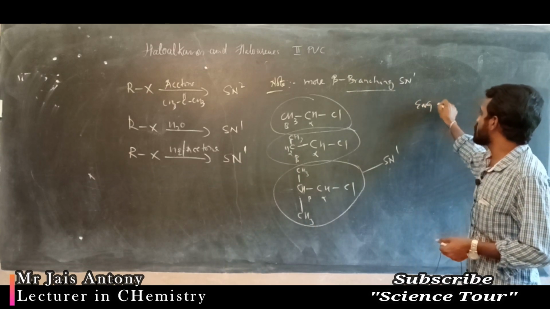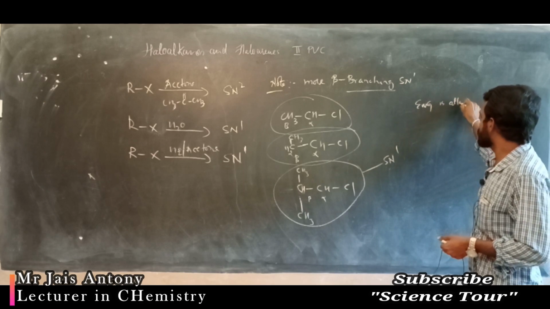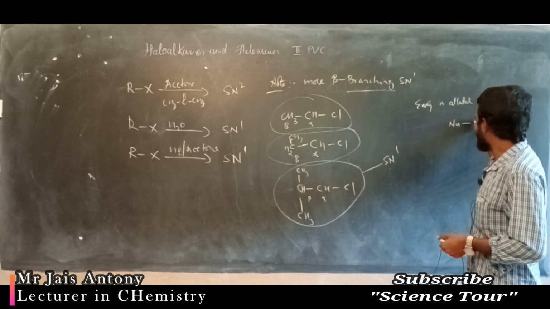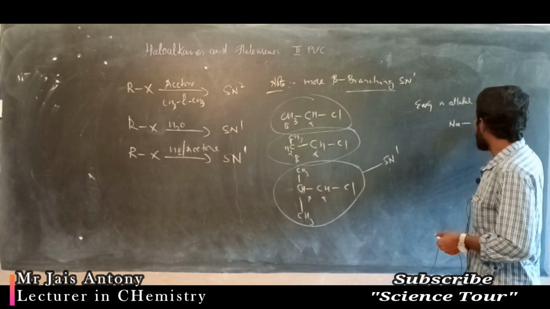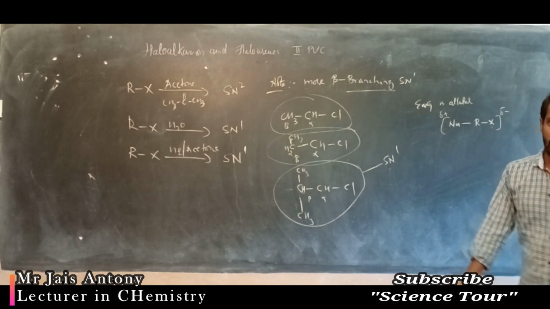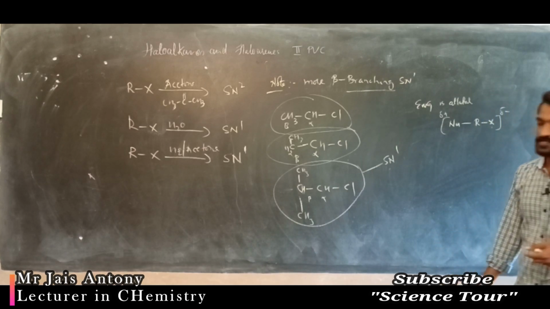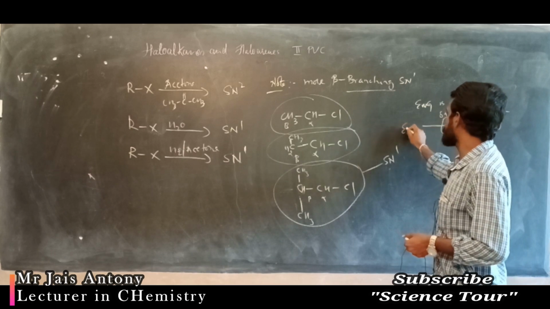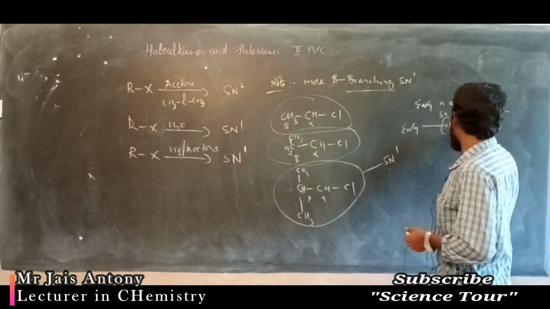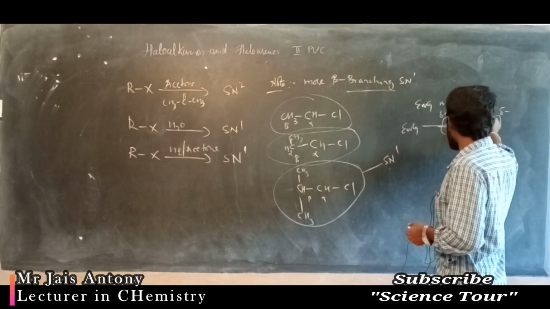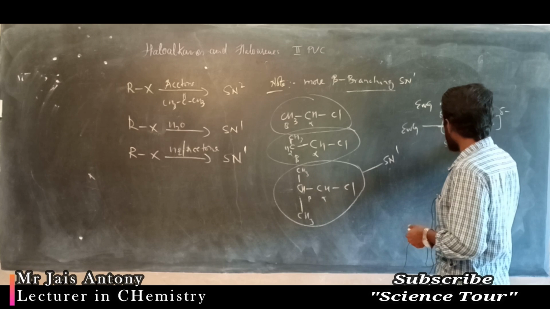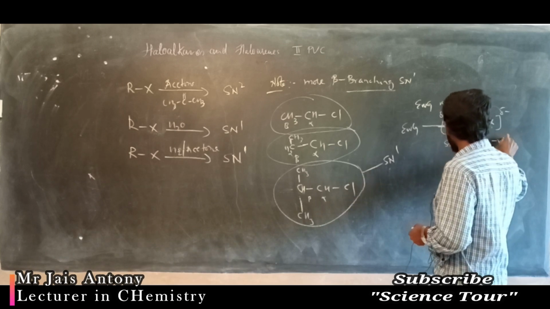If an electron withdrawing group is attached, for example, this is the nucleophile, this is R and any halogen. In this one what happens? Here partial positive charge, here partial negative charge, correct? This is a transition state. If any electron withdrawing group is attached, as I told already, CHO, an electron withdrawing group, what happens? It attracts the negative charge electron from this particular, and it stabilizes this particular. Stability increases, negative charge decreases.